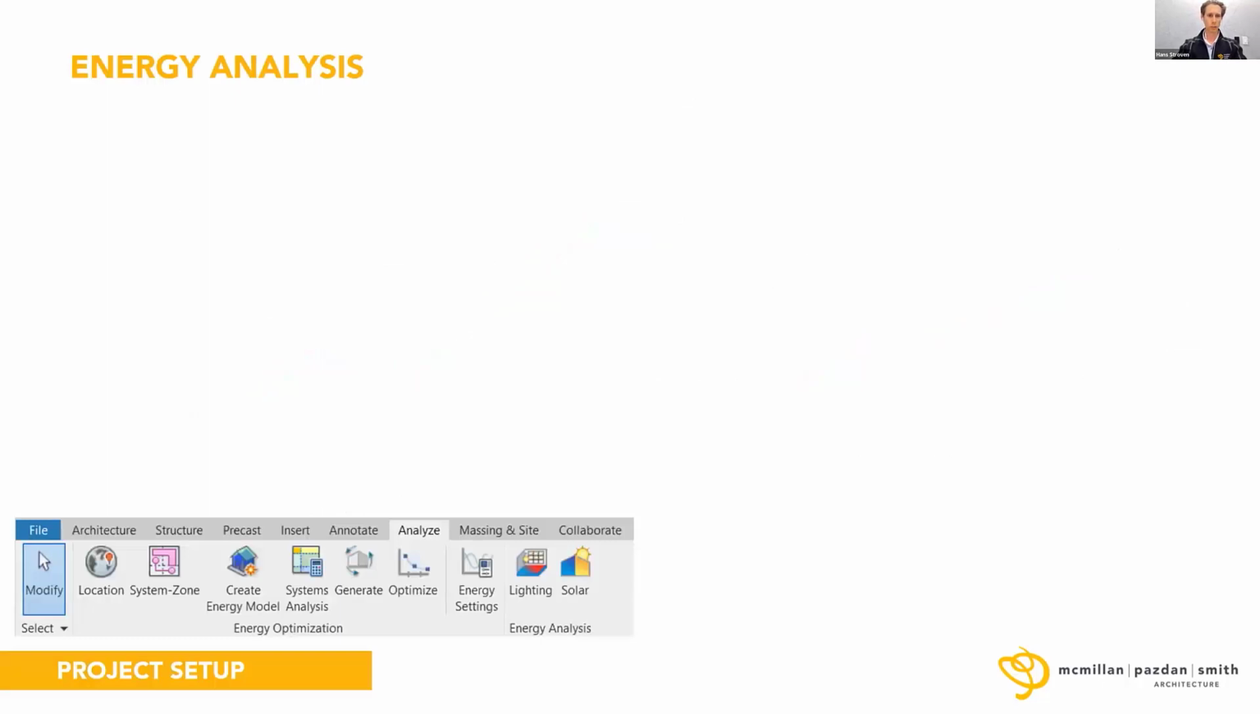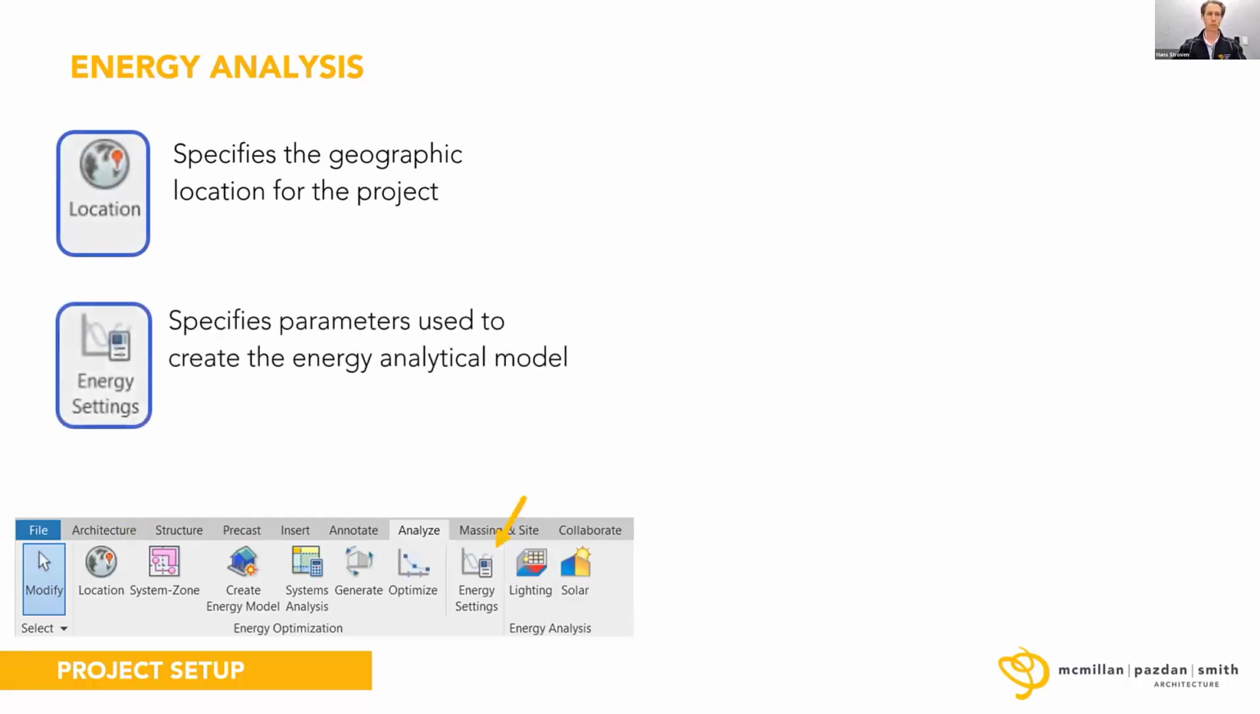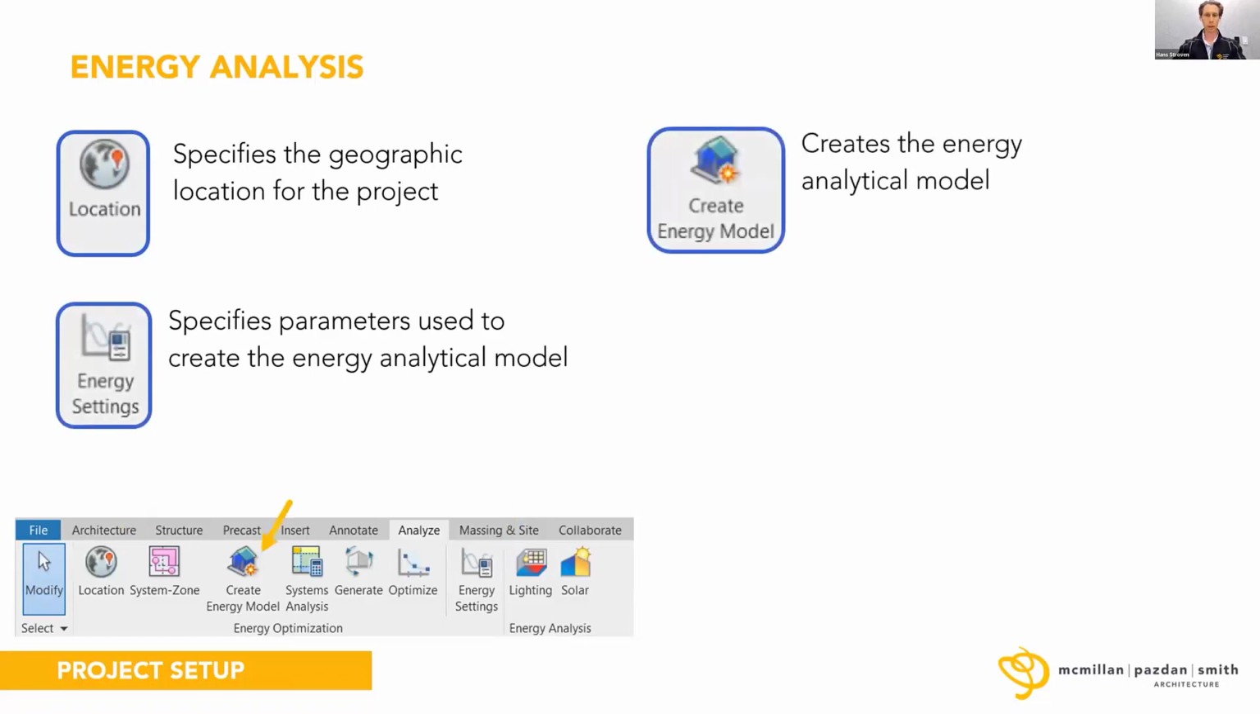So we're going to go through the toolbar itself to begin with. You can find this on the Analyze tab within your Revit ribbon. So first, you're going to plug in your location. This is going to specify the geographic location of your project. Then we'll dial in some of the basic energy settings. From there, we can then create our energy model.